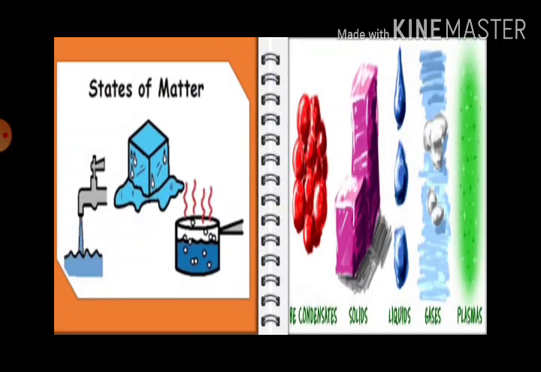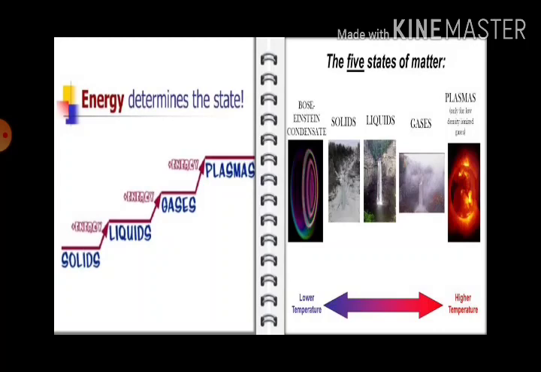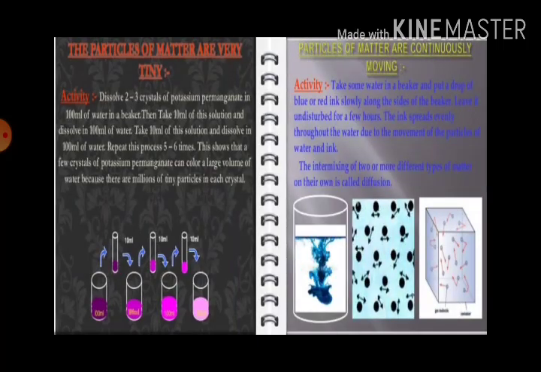Now what are the states of matter? There are 5 states of matter: solids, liquids, gases, plasma and Bose-Einstein condensate. Now what determines the state? Energy determines the state. Now you can see in the picture that with variation in temperature, the state of matter keeps on changing. Solid, liquid, gas, plasma and Bose-Einstein condensate.